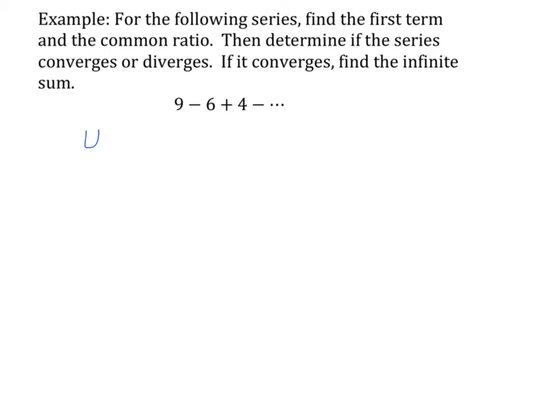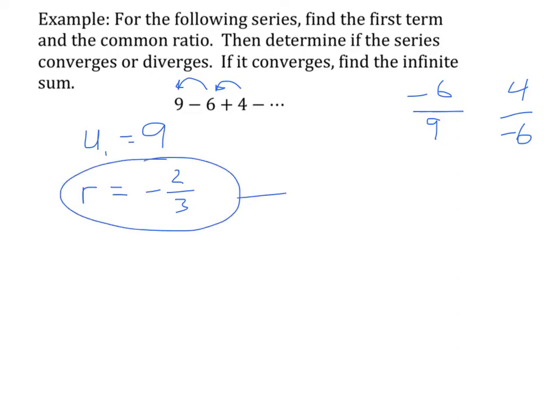So you should have found that your first term was 9, and your common ratio, which is what I need to multiply to get to the next term. Often an easy way to find that is to look at -6 divided by 9, or 4 divided by -6. Either one of those is the ratio of one term to the next. Both of these ratios simplify to -2/3. Because the absolute value of that is less than 1, it means that this will converge.